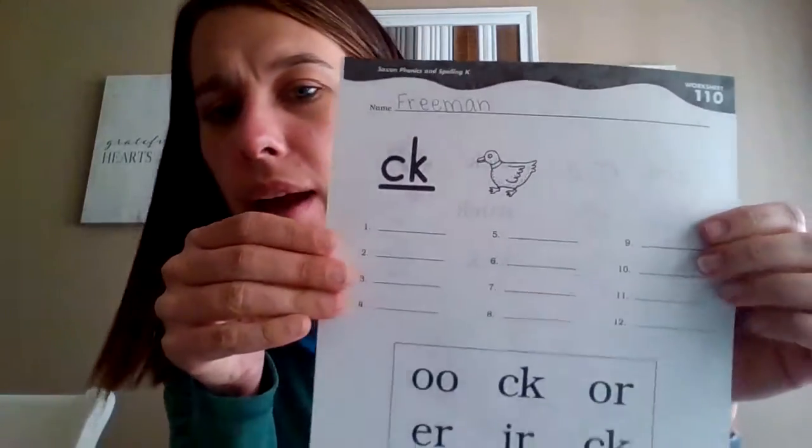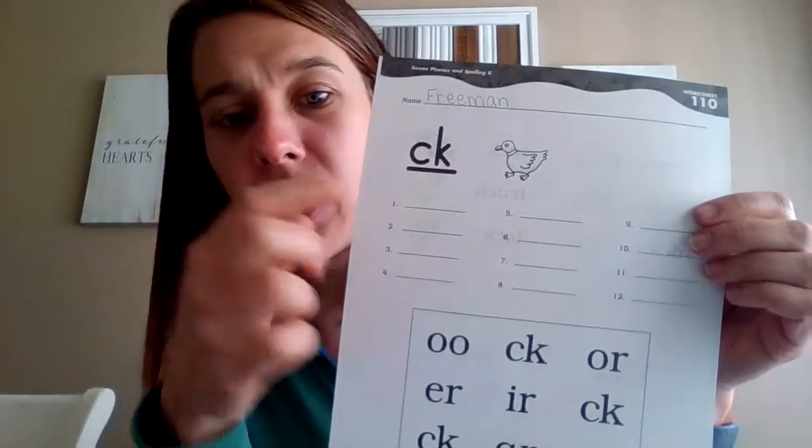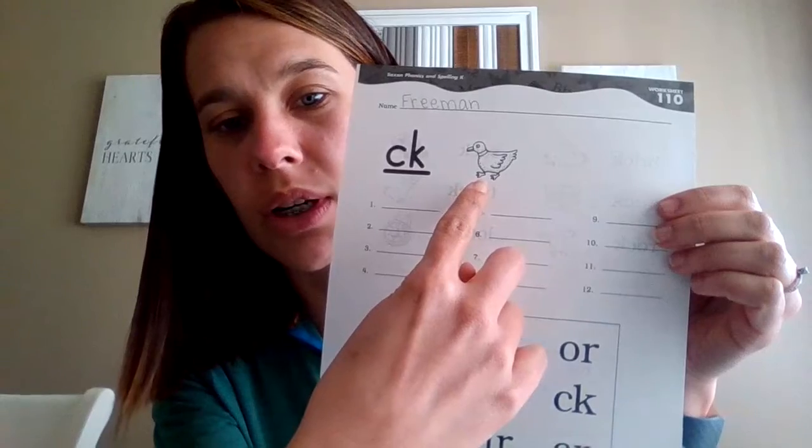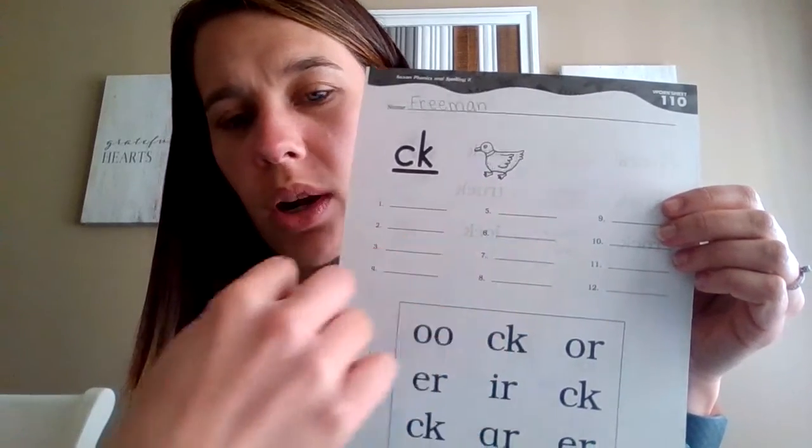So I have mine ready with my name on it. We have our Q word, right? The word that we reference for this rule, and that is the word duck. We're reminded that CK is at the end of the word. And we're going to go through 12 sounds today. So it won't take us as long because we only have 12 to do. And the first one we're going to do together.